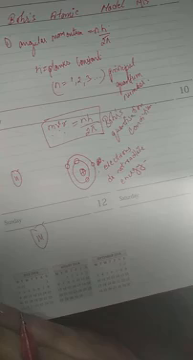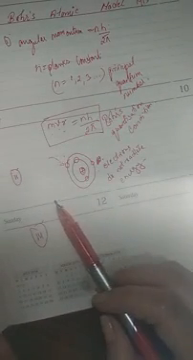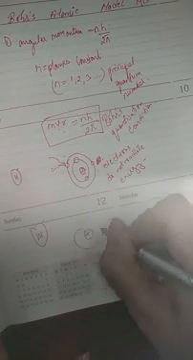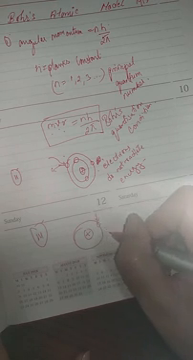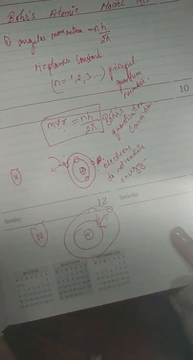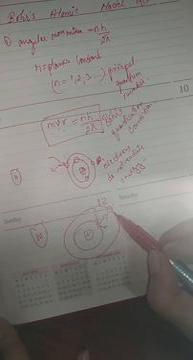The third one is: when an electron receives energy from outside, the electron will jump to a higher orbit. So if there is an electron in the first orbit and it receives energy from outside, then it jumps to a higher orbit. This state is called the excited state of this particular electron.